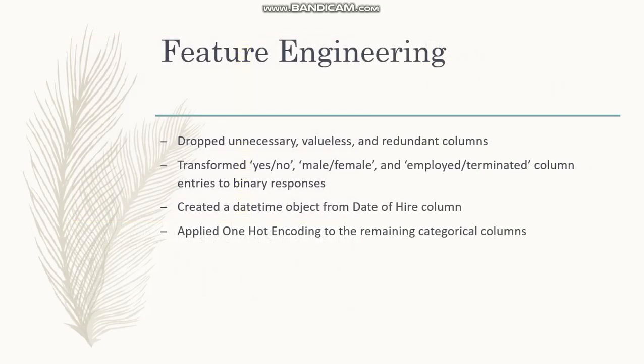Another way that I prepared the data set was that I dropped unnecessary, valueless, and redundant columns. For example, I dropped the date of birth column because I also had the age column, so that was a redundant feature that I didn't necessarily need. And I also dropped the employee number, the date of termination, the state and zip code, the employee name, and the reason for termination because they don't really add any value.